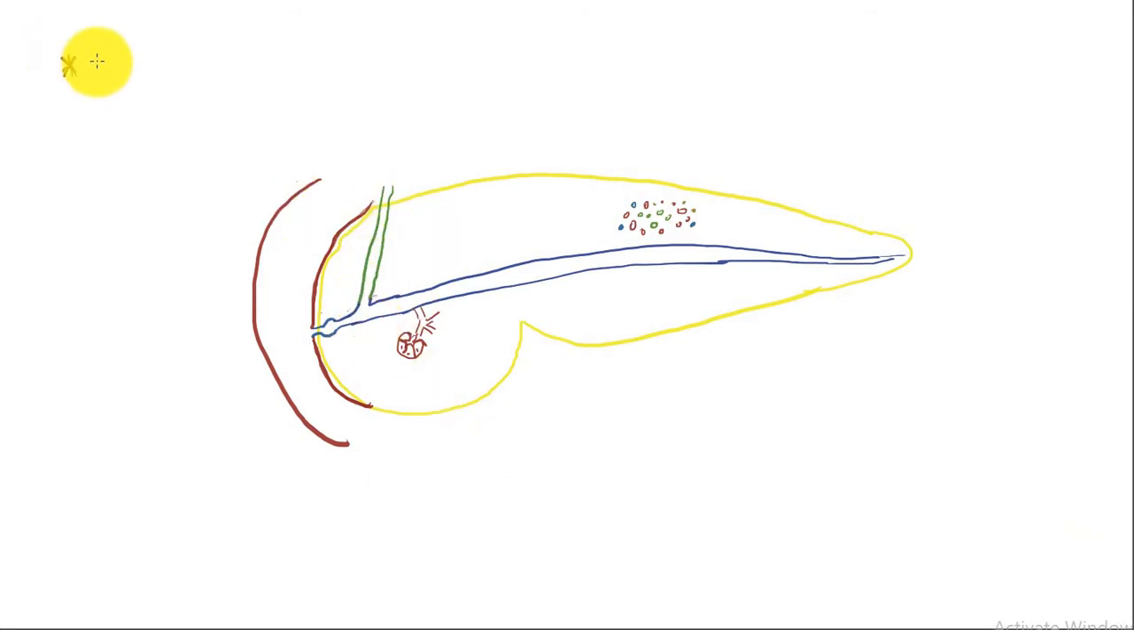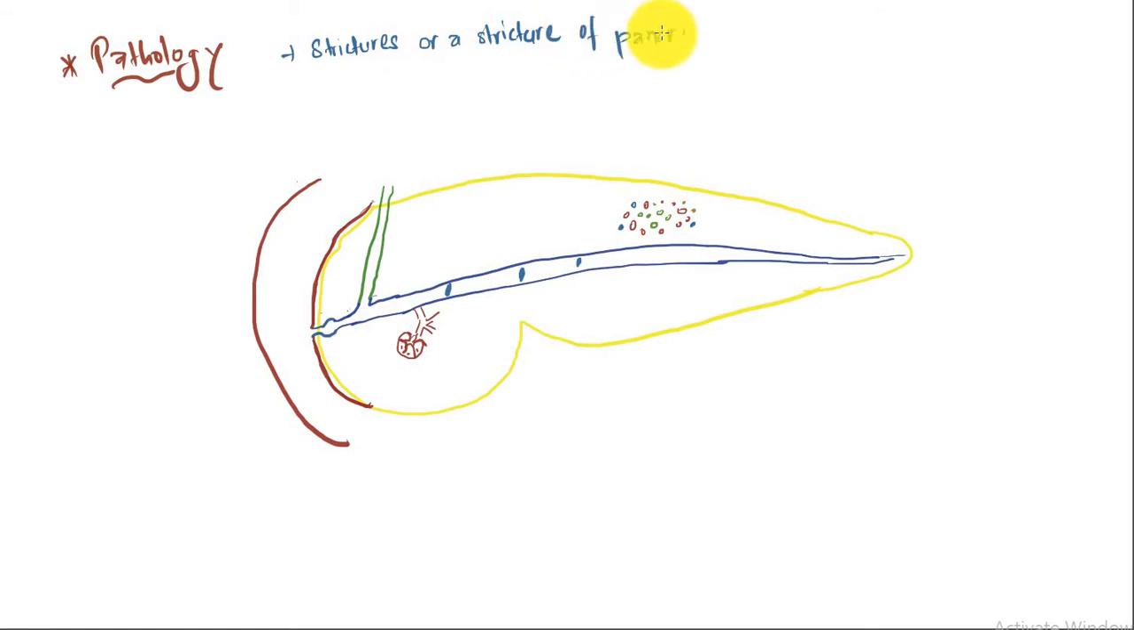This is a pancreas. So we are gonna talk about the pathology of chronic pancreatitis. The first pathology is strictures. Strictures, or a single stricture, is always present in the pancreatic duct.